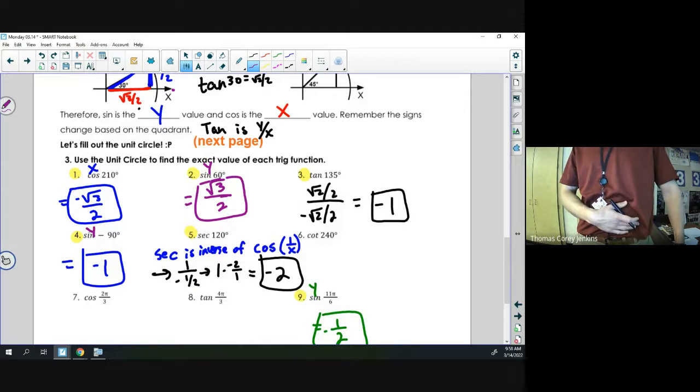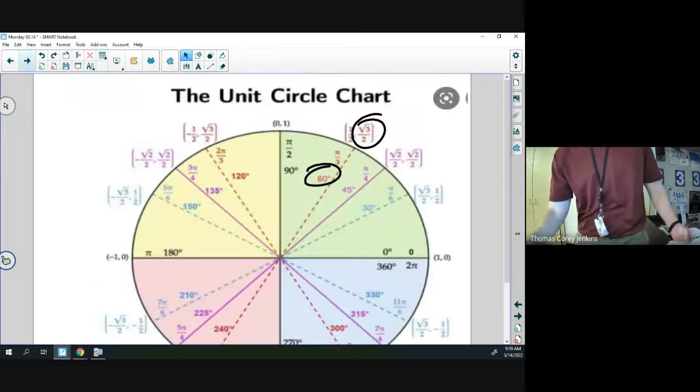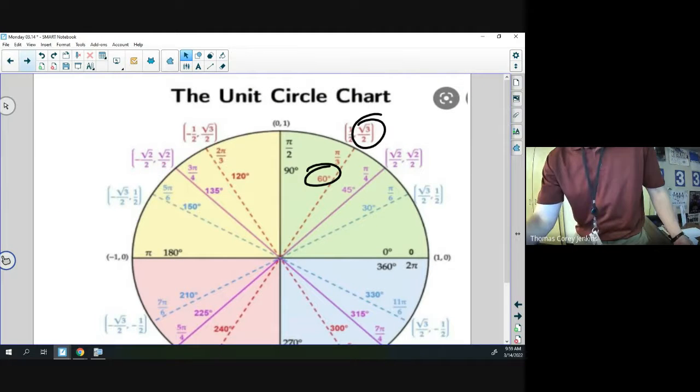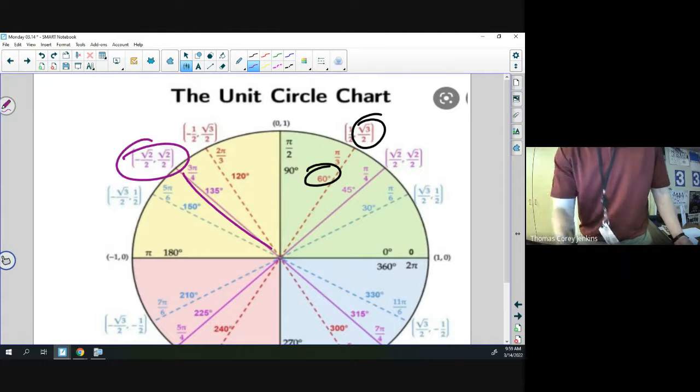So tangent is y over x. Well, on 135. So 135. So we want to use those too.